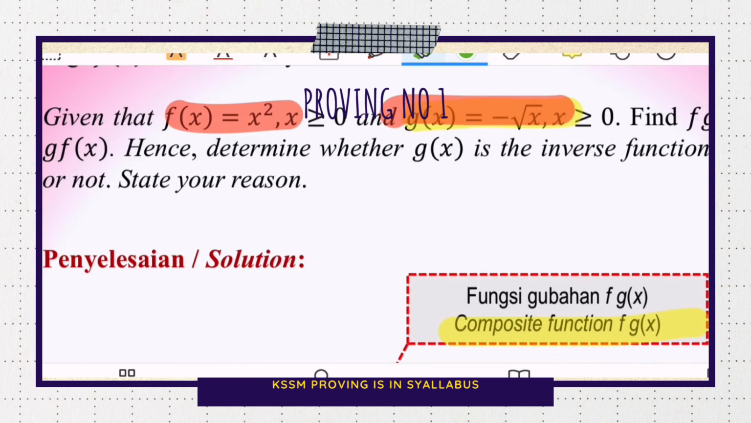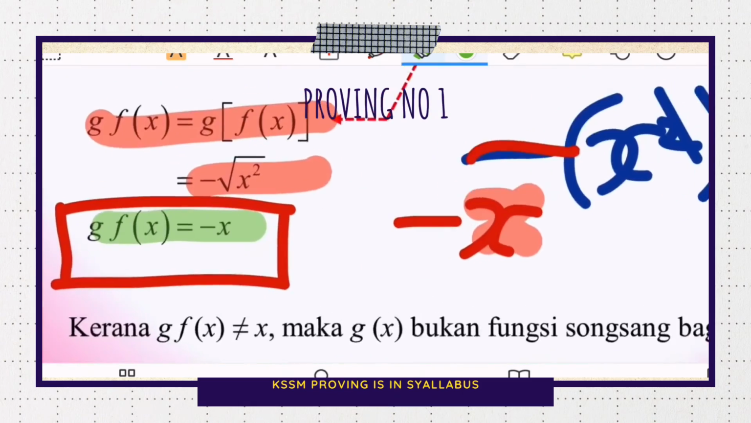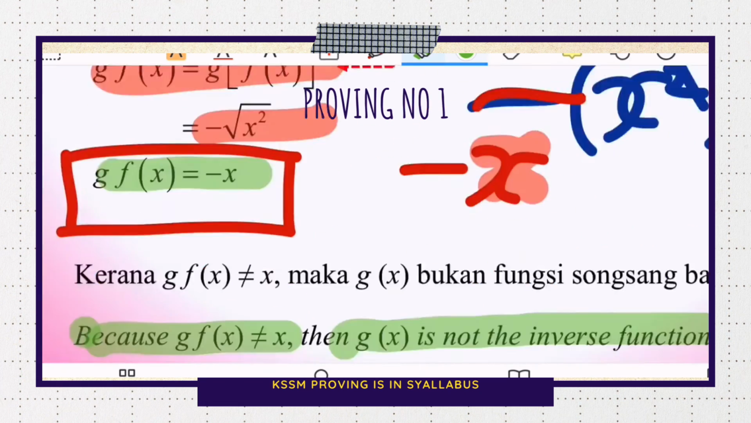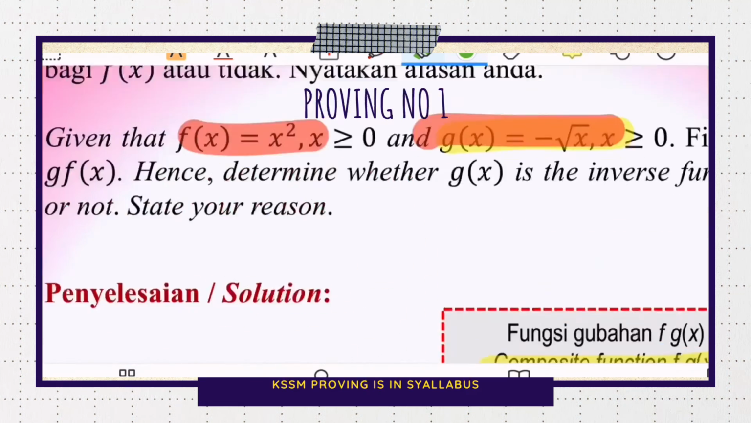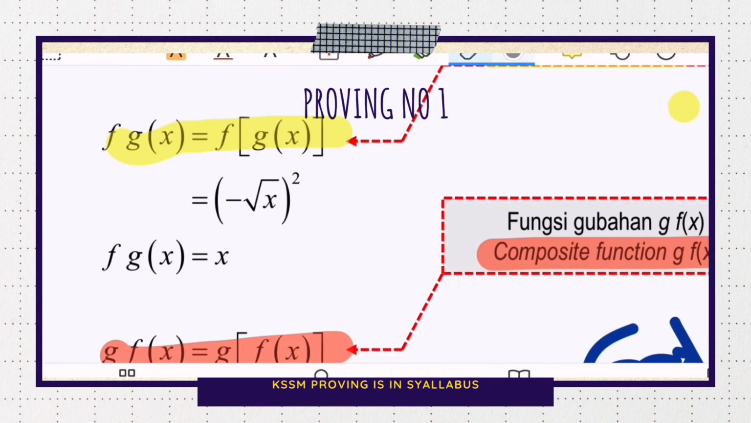The first proving is proving f(x) equal to x squared and g(x) equal to negative square root x. Find fg(x), find gf(x), and then determine whether g(x) is the inverse function of f(x) or not. State your reason. So we found out that g(x) is not the inverse function of the f(x), because if it is the inverse, you will get the x.